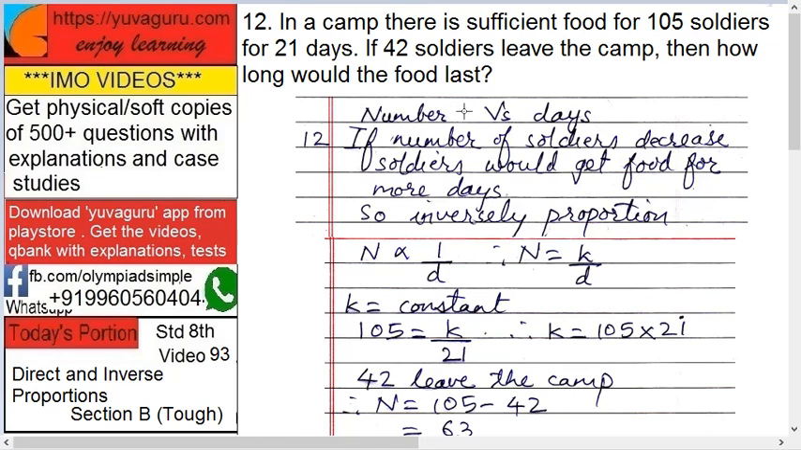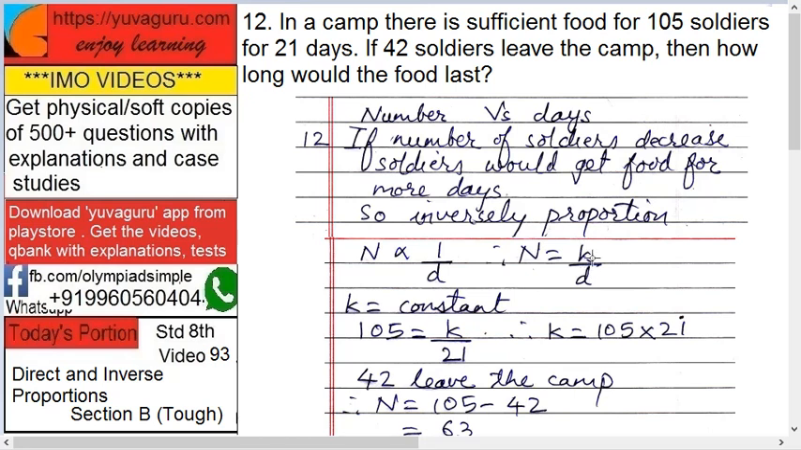Okay. Now, if the numbers are more, food will last for fewer days. If numbers are less, then the food will last for more days. So, if the number of soldiers decreases, then soldiers would get food for more days. Means what? If one decreases, the other increases. It means it's inversely proportional. So N is inversely proportional to D, right? So N equals K upon D, right?